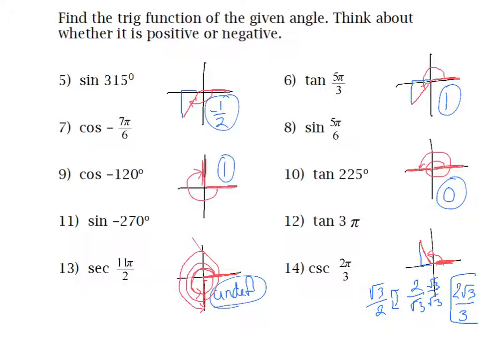We're looking for the secant. I don't know the secants, but I know the cosine there would be 0 because I'm not moving left and right. My x value is 0. The reciprocal of 0 is undefined.